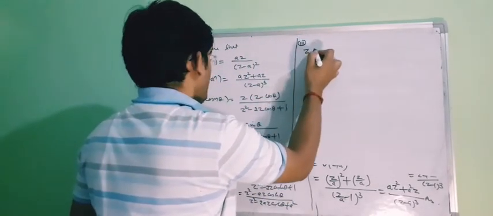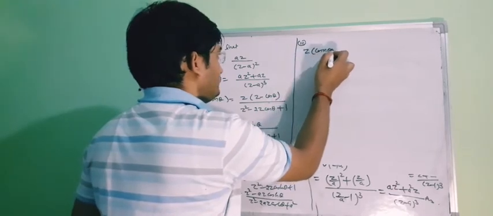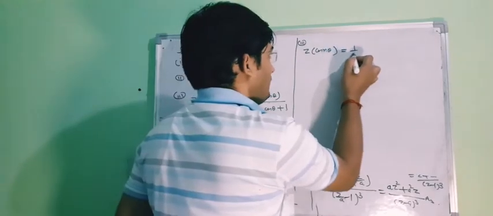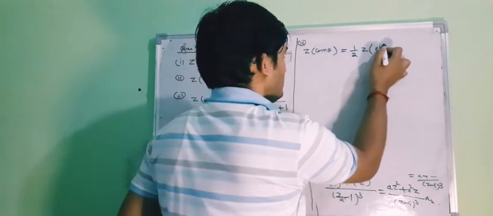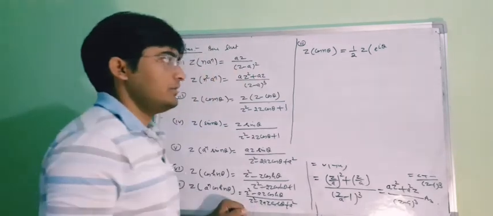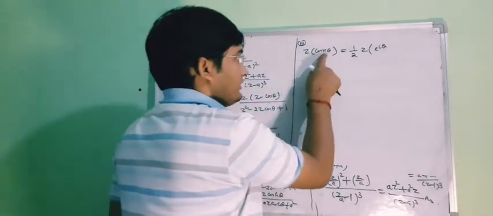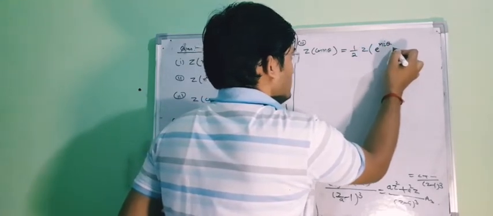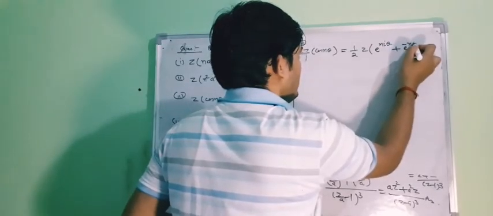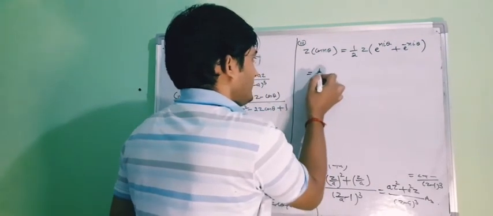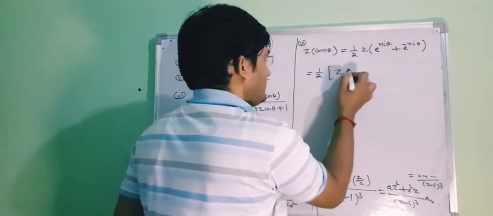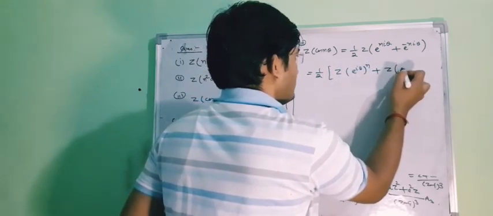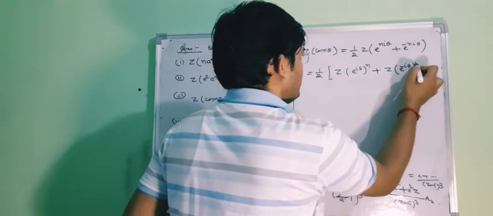Z transformation of cos n theta. Now cos n theta can be written as half e power i theta plus e power minus i theta. Now in place of theta we have n theta, so this will be e power n i theta plus e power minus n i theta. Now this can be written as half z transformation of (e power i theta) power n, then here we can write it as z transformation of (e power minus i theta) power n.